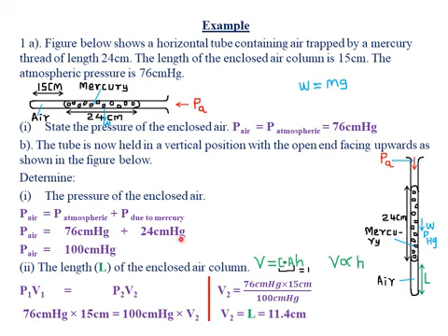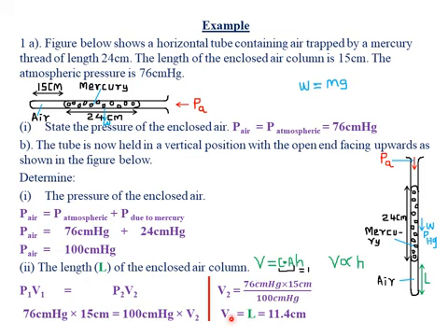So the pressure of the air in the second case was 100 centimeters of mercury. So P2 is 100 centimeters of mercury multiplied by the volume of the air column in the second case. Remember, the volume of the air column will simply be equal to the height of the air column in the second case, which is actually L. So let's just use the term V2. If I make V2 the subject of the formula, I'll simply divide both sides by 100 centimeters of mercury. Therefore, V2 will be equal to 76 centimeters of mercury times 15 centimeters divided by 100 centimeters of mercury.